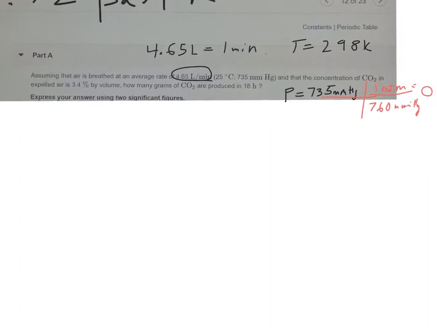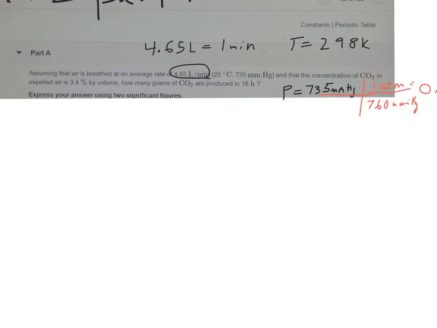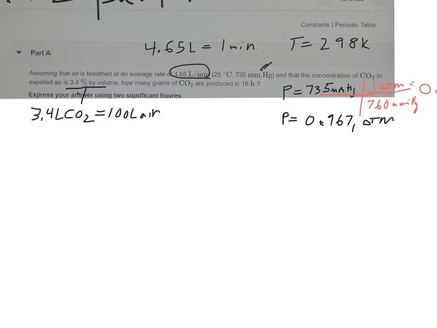Let me try to keep my screen here together, so I'm going to recopy my pressure I just calculated. So I've got a pressure of 0.9671 ATM. According to that little bubble there, what is the concentration of the expelled air? 3.4% by volume. So they're telling me that I've got 3.4 liters of carbon dioxide for every 100 liters of air, because that's how percents work, right? Percents are parts per 100. So that's another conversion factor.